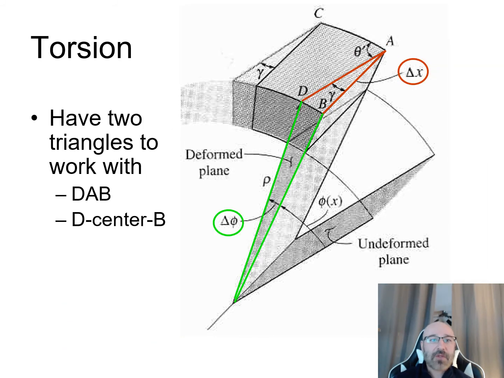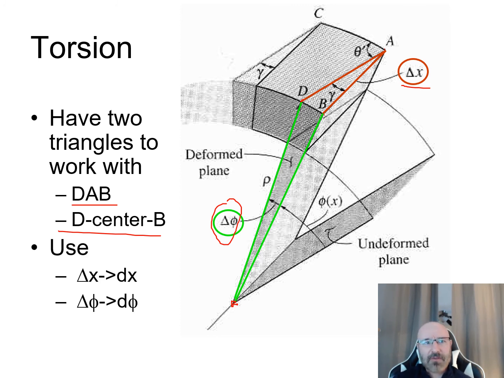As we continue on, I want to take a look at these two different triangles we're working with. We have this top triangle in red, which is our DAB triangle, and we see that the side over here is our delta x term. We also have this triangle in green, which is our D center B, where this is the center that we're talking about down here. This is going to be based upon our angle, our delta theta. As we move forward with some other formulas, we might want to express these slightly differently. We can use this delta x, the change in length, as our dx in our expression, and our delta phi we can express as our d phi as we move forward with some of these relationships.